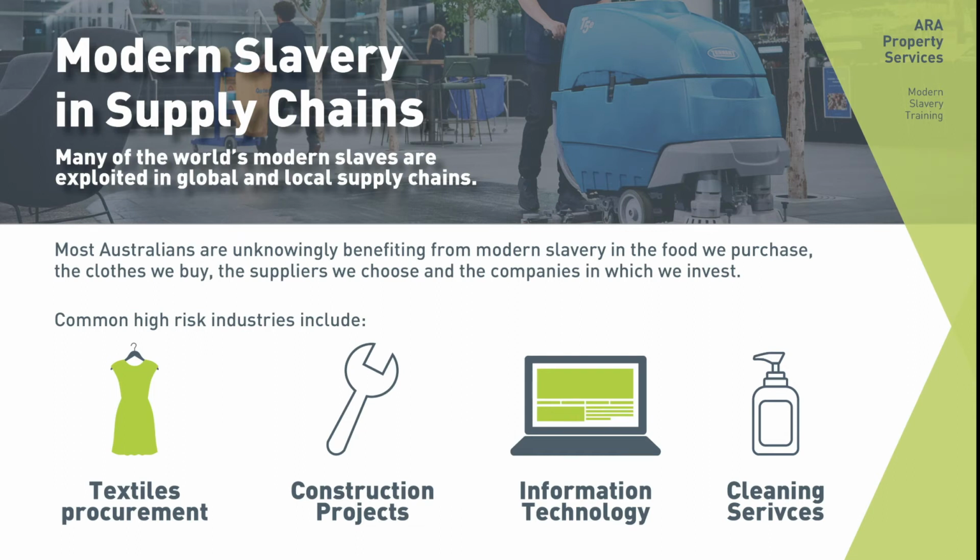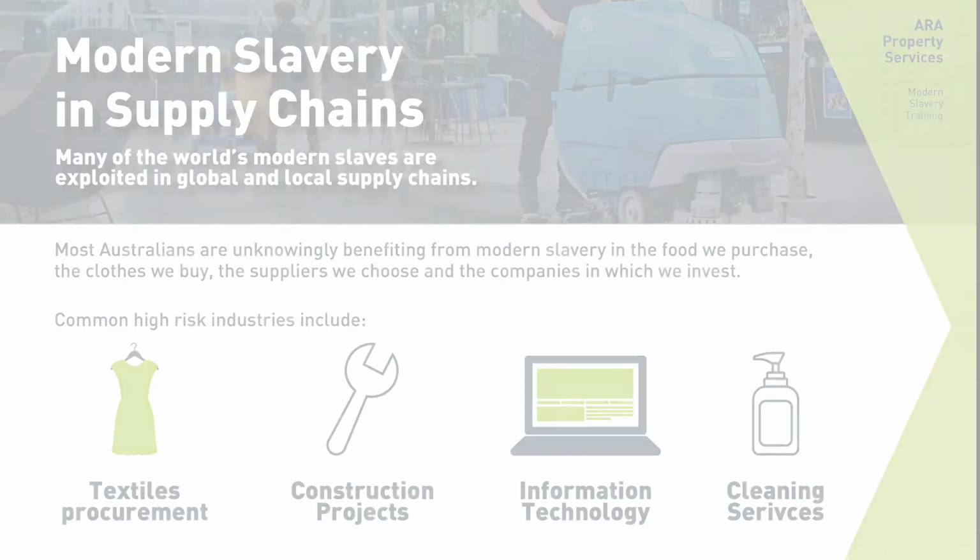Modern slavery in supply chains. Many of the world's modern slaves are exploited in global and local supply chains. Modern slavery is often hidden deep inside the supply chains, which are more complex and faster moving than ever before. Most Australians are unknowingly benefiting from modern slavery in the food we purchase, the clothes we buy, the suppliers we choose, and the companies in which we invest. Common high-risk industries include textiles procurement, construction projects, information technology, and cleaning services.